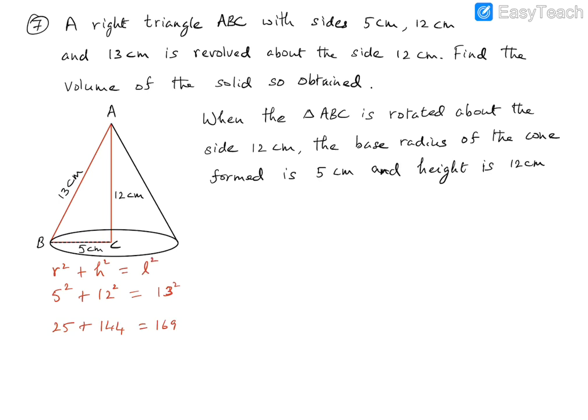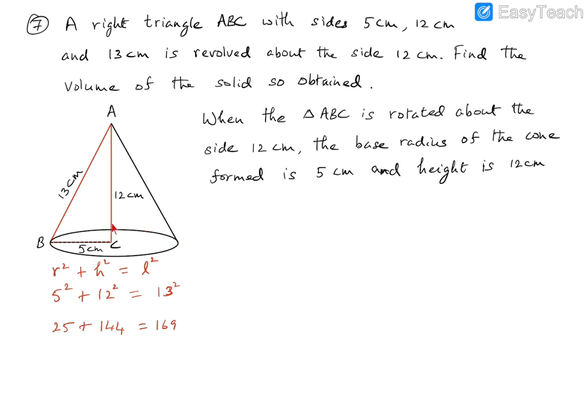What we are told is that this right angle triangle is rotated about the 12 centimeter side. That means if we keep the 12 centimeter side line as it is, and rotate this triangle in one of the directions, what is the shape of the solid formed? If we fix the 12 centimeter line and rotate this entire triangle about it, this edge B will rotate along this circular path, and it will form a cone for us.